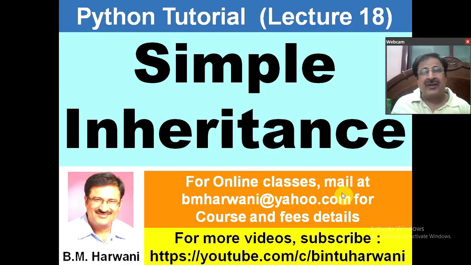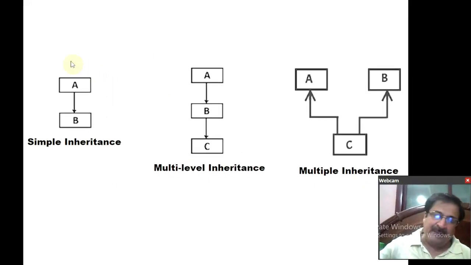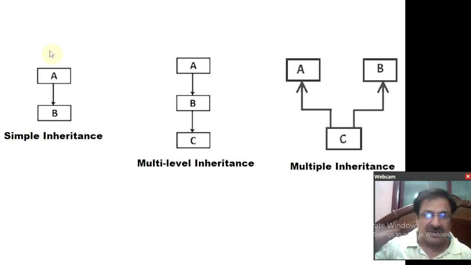The question might strike in your mind, what is simple inheritance? See, this is simple inheritance. Assuming that there is a class A which has few attributes and few functions, right? And this is class B. It also has certain attributes and certain functions. Now B class is inheriting the A class. First thing, the class which is being inherited is known as superclass or base class. The class which is inheriting it is known as derived class or subclass.